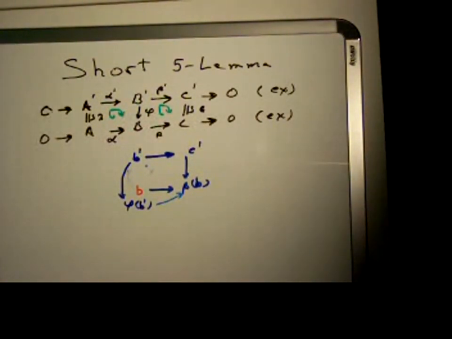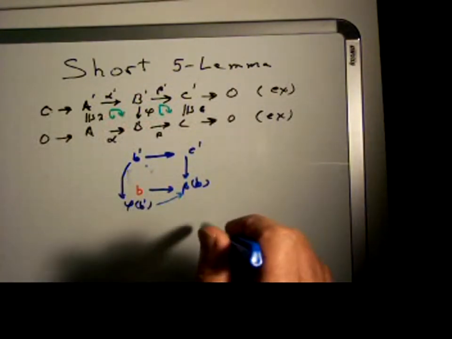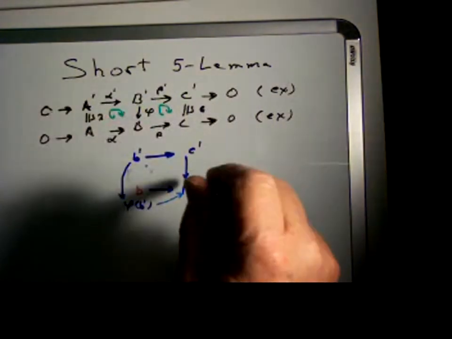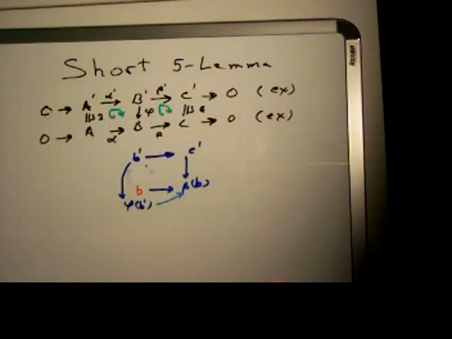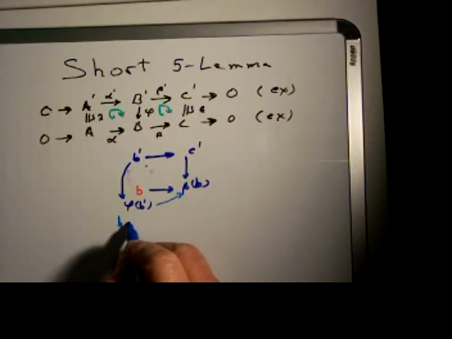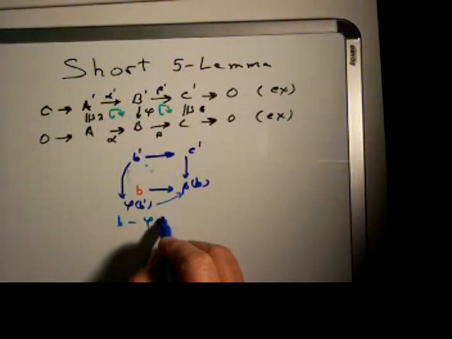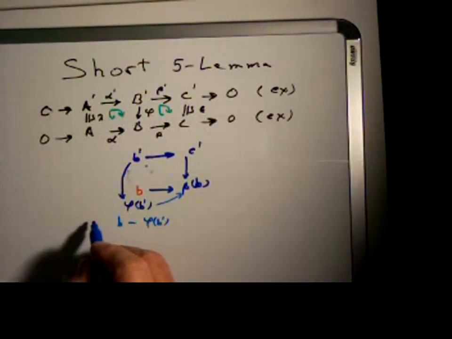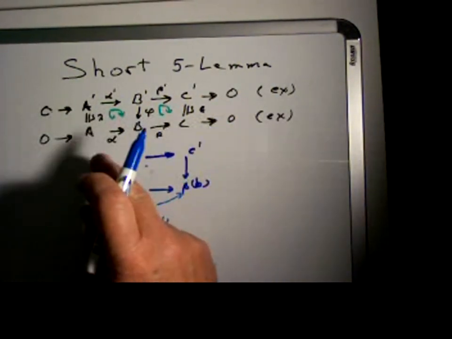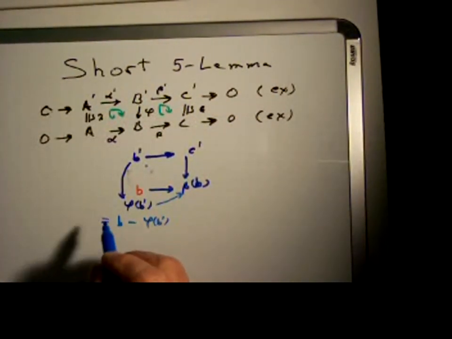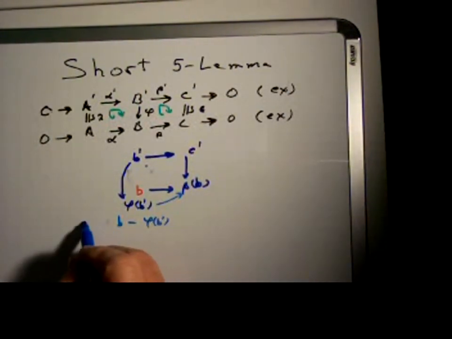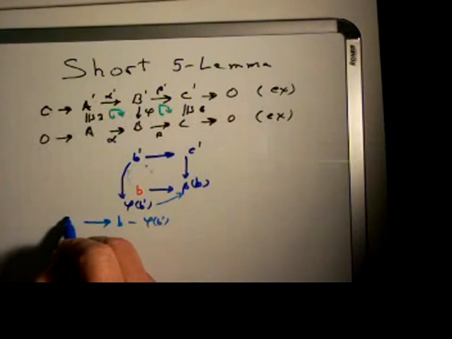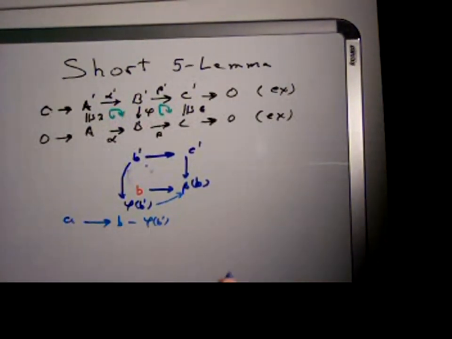So, if we take the difference of that thing, that will go to 0, and that difference will be back in A. In other words, B minus phi of B goes to 0, so it's in the kernel of beta, image of alpha. Whoops, I don't want an equal there. So that means there's a little A over here that goes onto this difference.